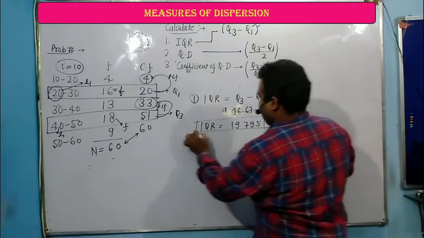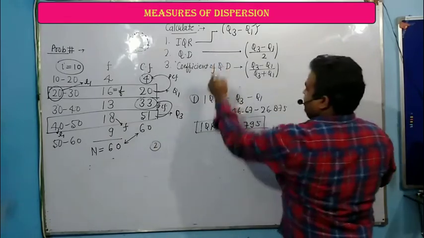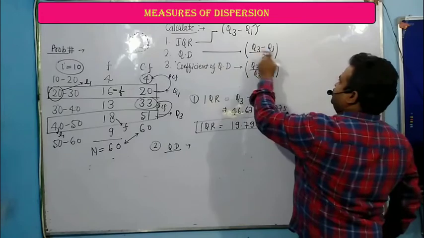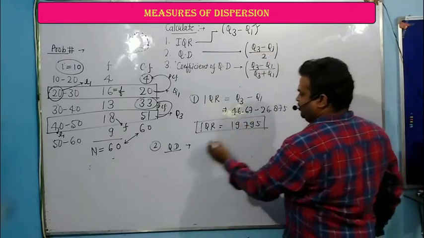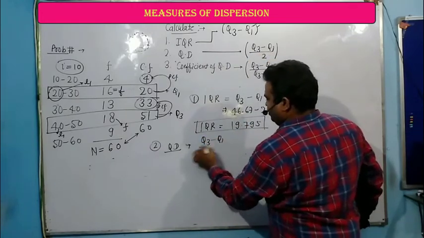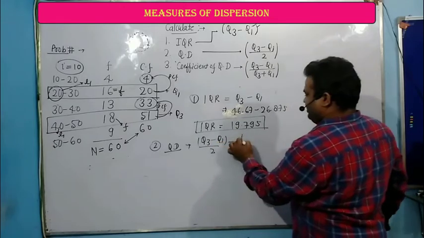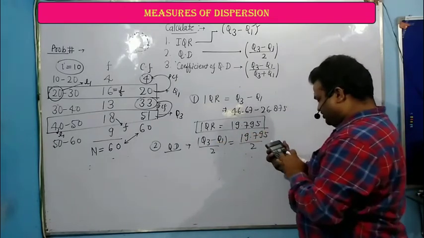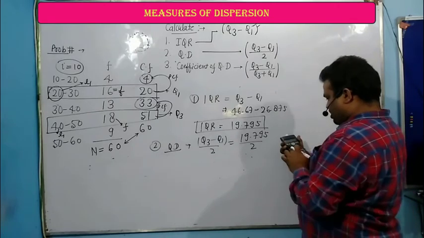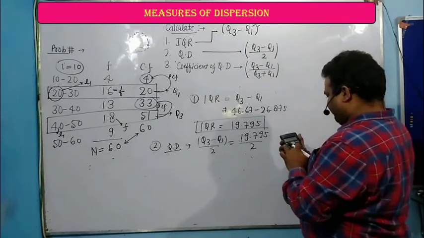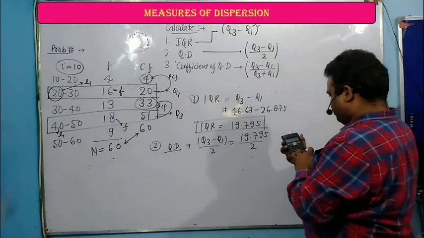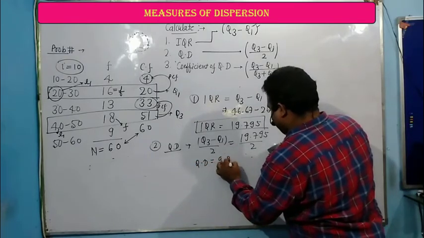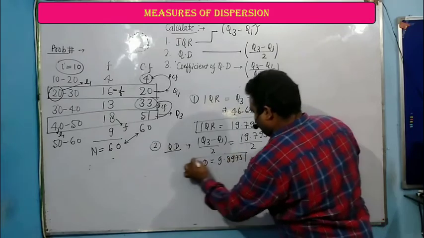Okay, fine. Now second, what is QD, quartile deviation? My quartile deviation is Q3 minus Q1 divided by 2. I already calculated this value, Q3 minus Q1. Q3 minus Q1 is what? 19.795 divided by 2. So if I divide this value by 2, you will get quartile deviation equal to 9.8975. So this is your quartile deviation.